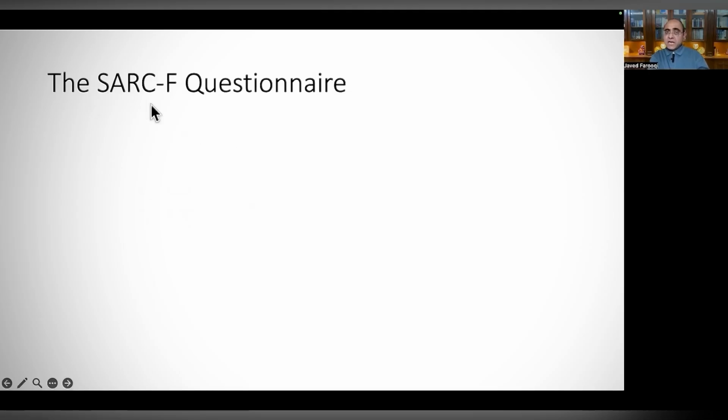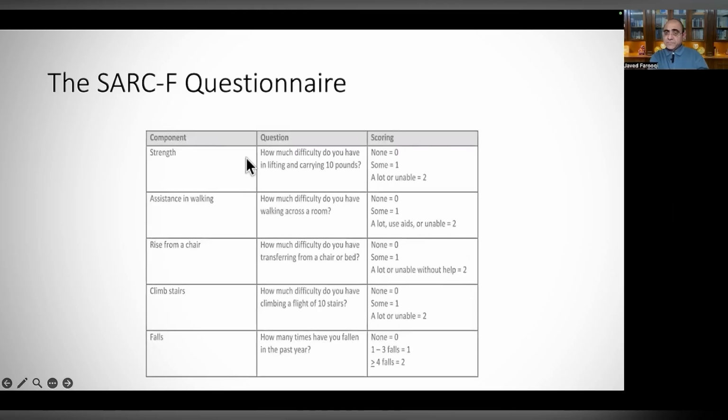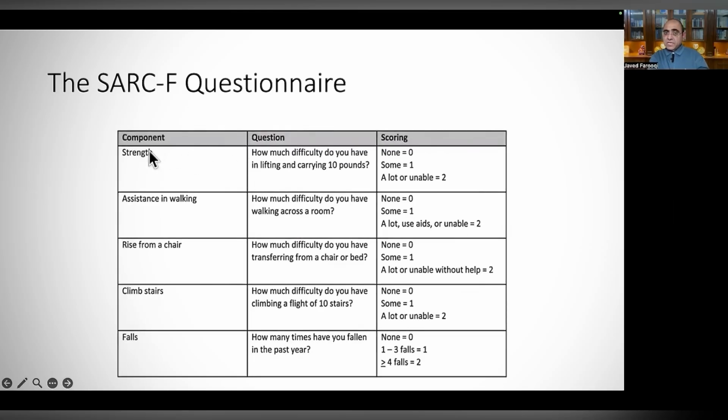There is the SARC-F questionnaire, in which there are different components: strength, assistance in walking, rise from a chair, climb stairs and falls. For strength, you ask how much difficulty do you have in lifting and carrying 10 pounds? If the patient says none, you give 0. If the patient says some, you give 1. If the patient says a lot or unable, you give 2.